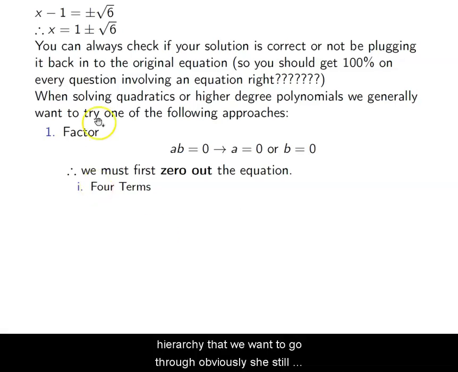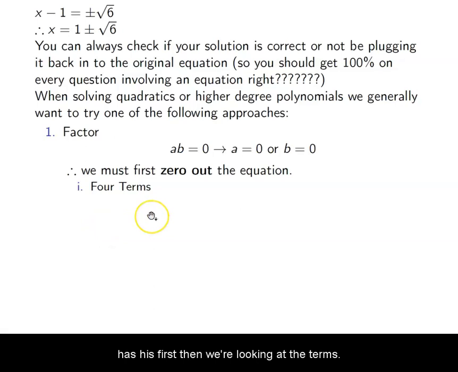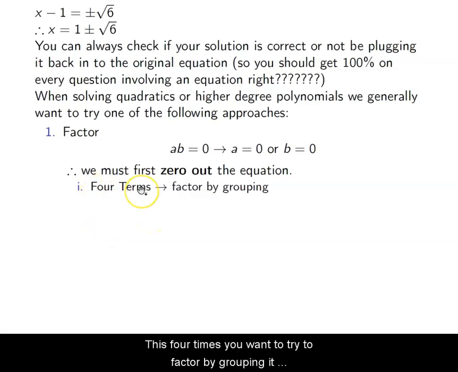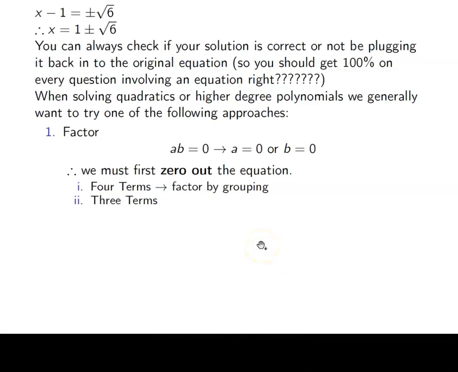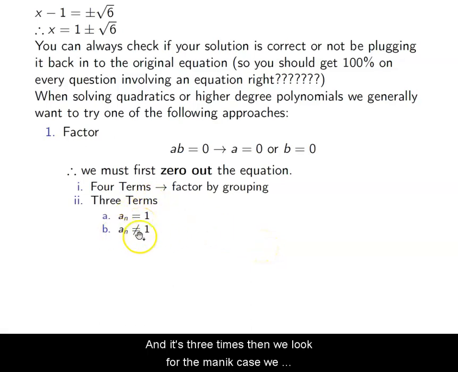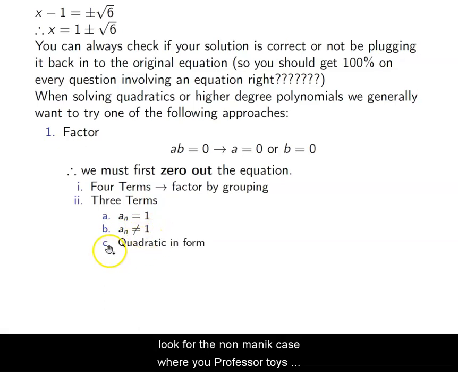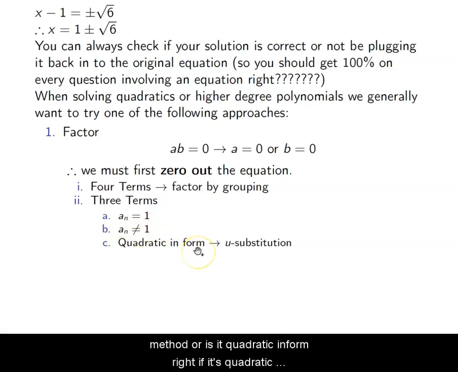Obviously, GCF is first. Then we're looking at the terms. If there are 4 terms, we want to try to factor by grouping. It doesn't always work, but most of the time it does, especially right now in the textbook. If it's 3 terms, then we look for the monic case. We look for the non-monic case where we use Professor Choi's method. Or is it quadratic in form?